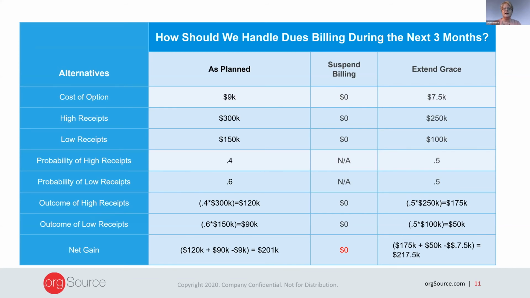High receipts as planned, a normal year in this period, I might collect 300,000. So I'm going to say that my low receipts would be half. So retention at that point would be 50% of what it normally would be. I assign my probability. So I think right off the bat, I'm probably going to be closer to the 150 than I am to the 300, but it's pretty close. I'm not 100% sure. And then I go ahead and I calculate the outcome of high receipts and low receipts, and then to calculate net gain, add those together, subtract my expense, and then I come up with $201,000 as the net gain there.